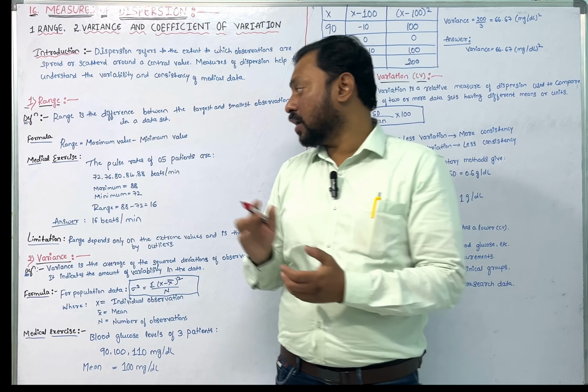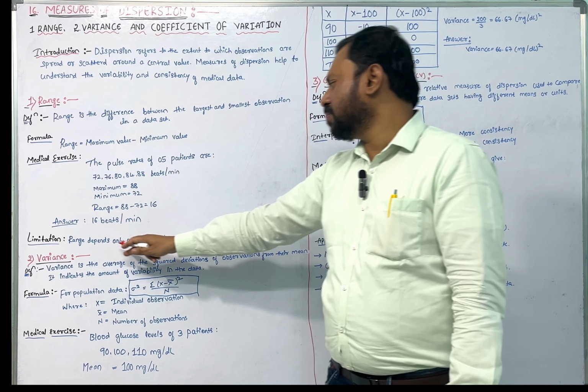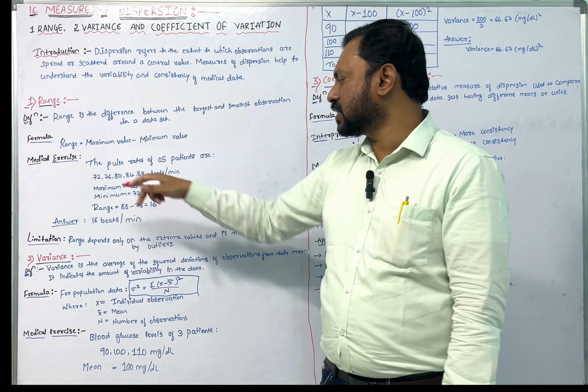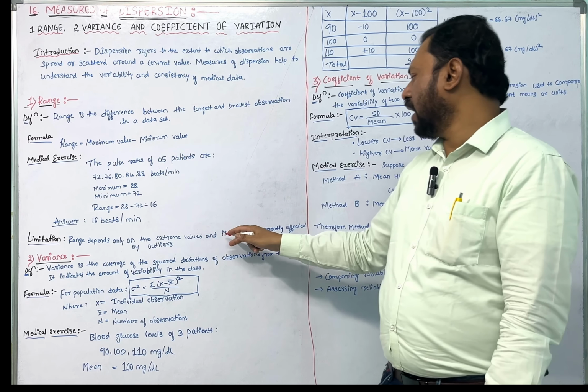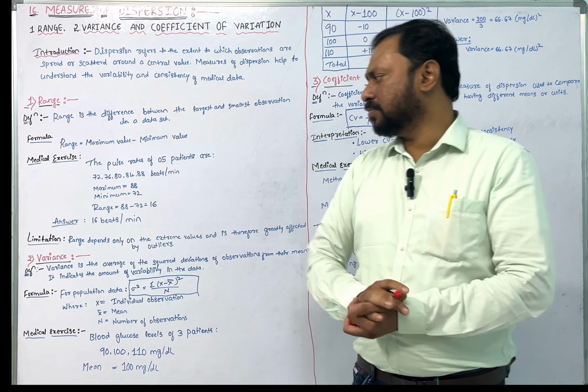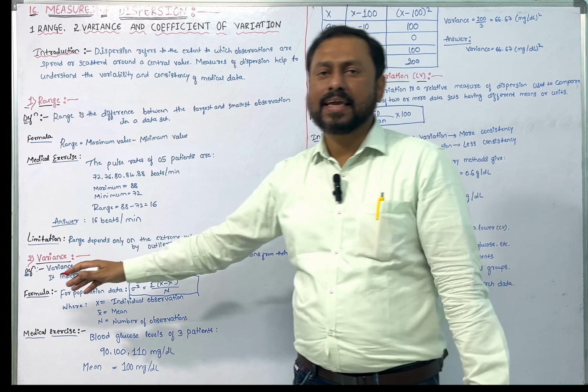The next thing is the limitations. What are the limitations here? The range depends only on the extreme values. It considers only extreme values, not the middle values. That is one of the drawbacks, and it is therefore greatly affected by outliers. These are the limitations.